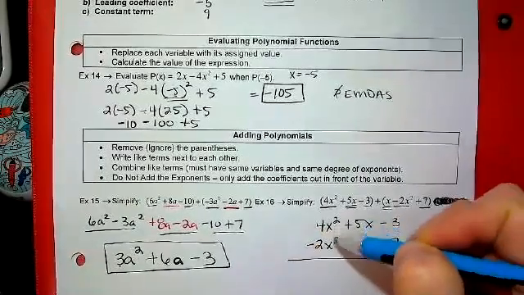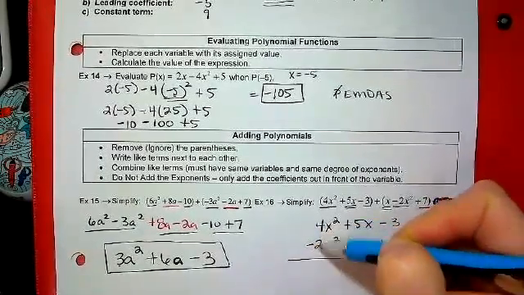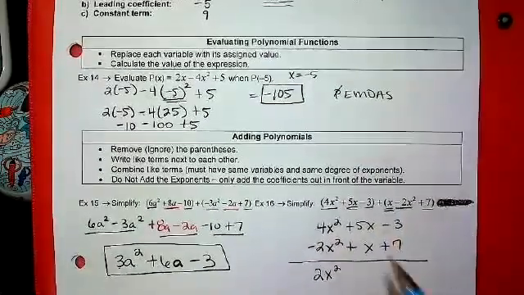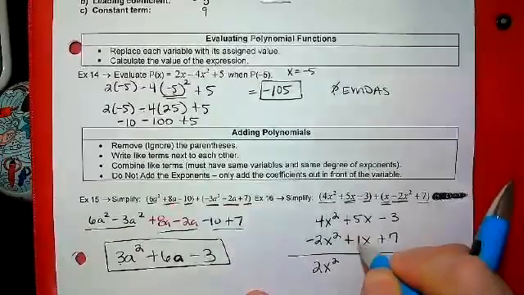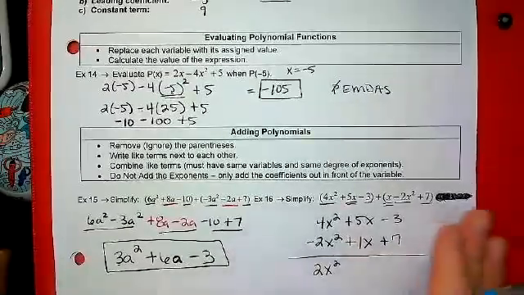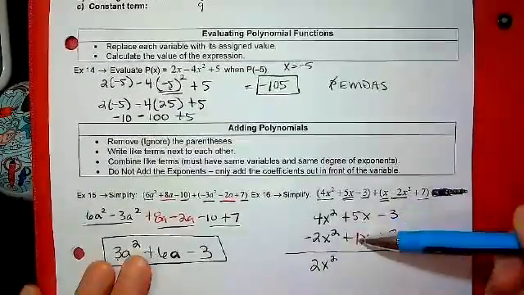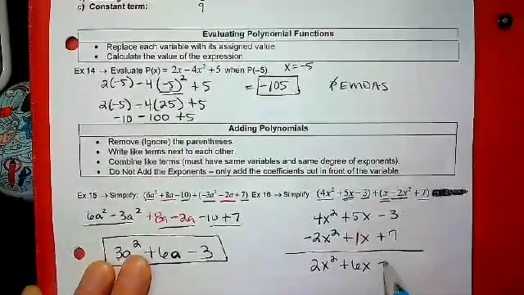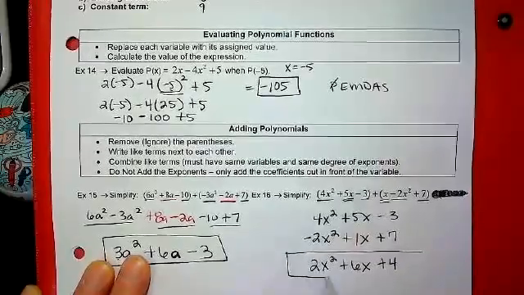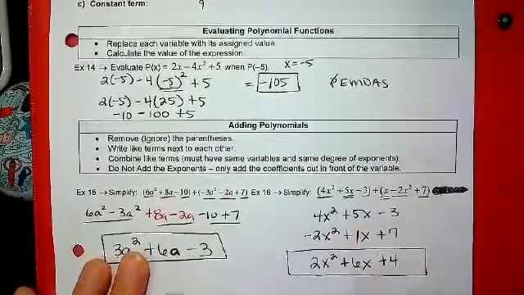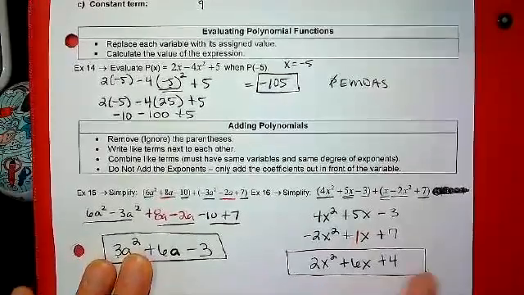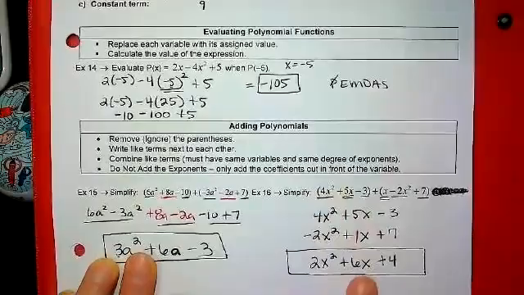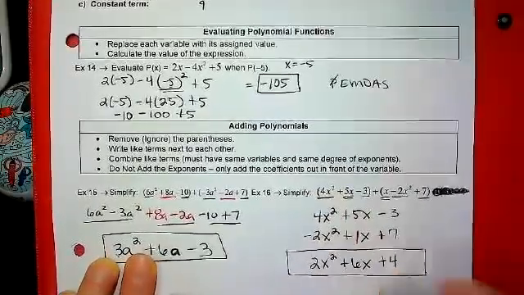So again, since these are x squareds, all I'm doing is looking at the coefficients, the number in front. 4 minus 2 is a positive 2x squared. Remember that there's an understood 1 in front of our x's. We need to remember that because you are adding 5 plus 1. So a positive 6x, and a negative 3 plus 7 is a positive 4. And that is as far as we can go with that, because again, these are not like terms now. We've simplified them to see the x squared term by itself, the x term, and the constant by itself.